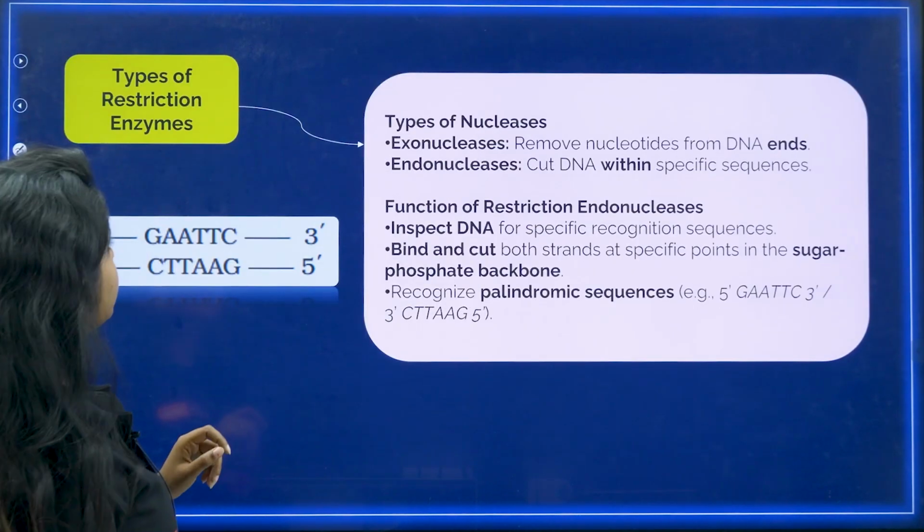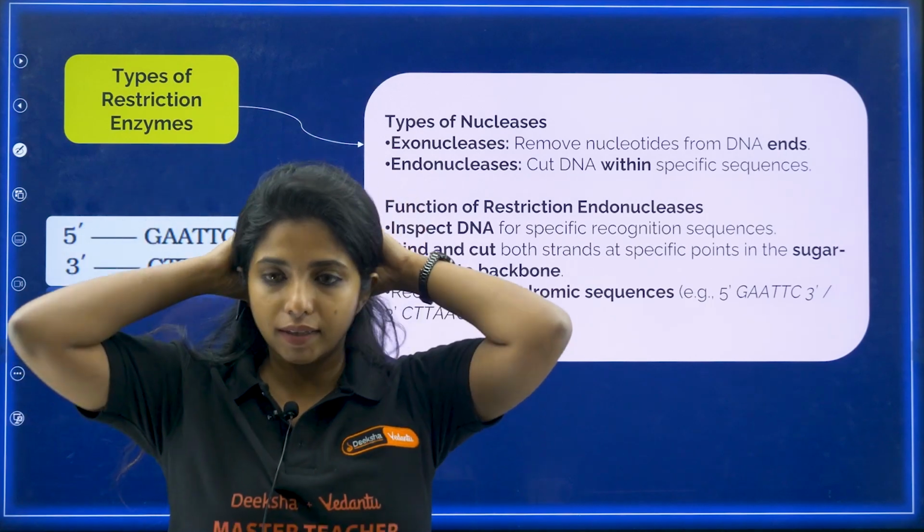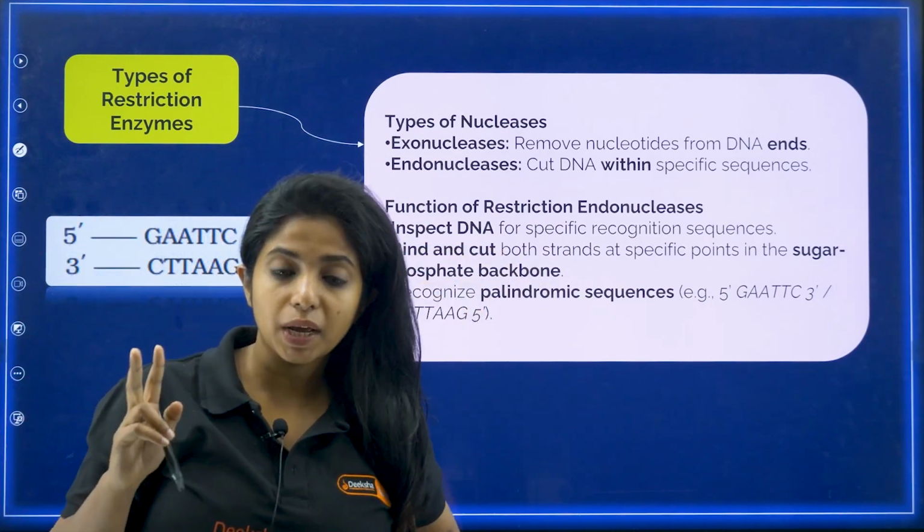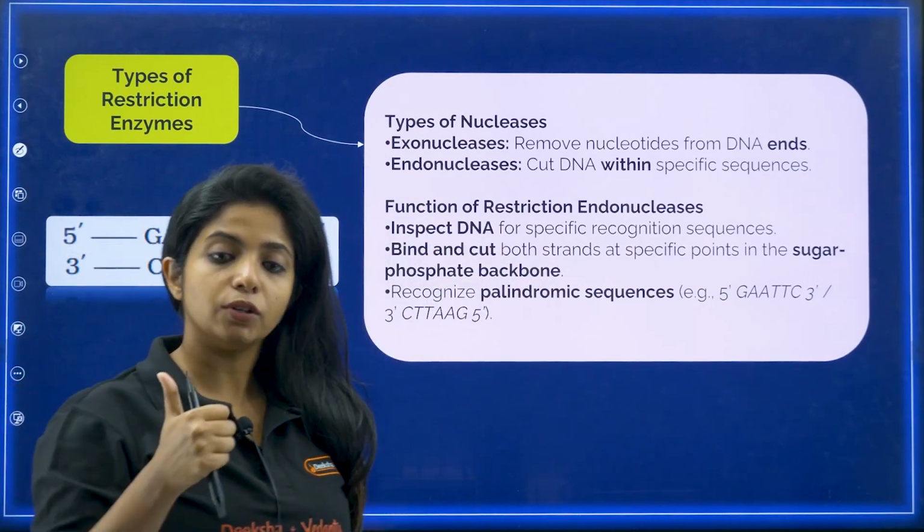Okay. Now the types of restriction enzymes which are there, my dear children. You have 2 types. One is exonucleases, another one is endonucleases.